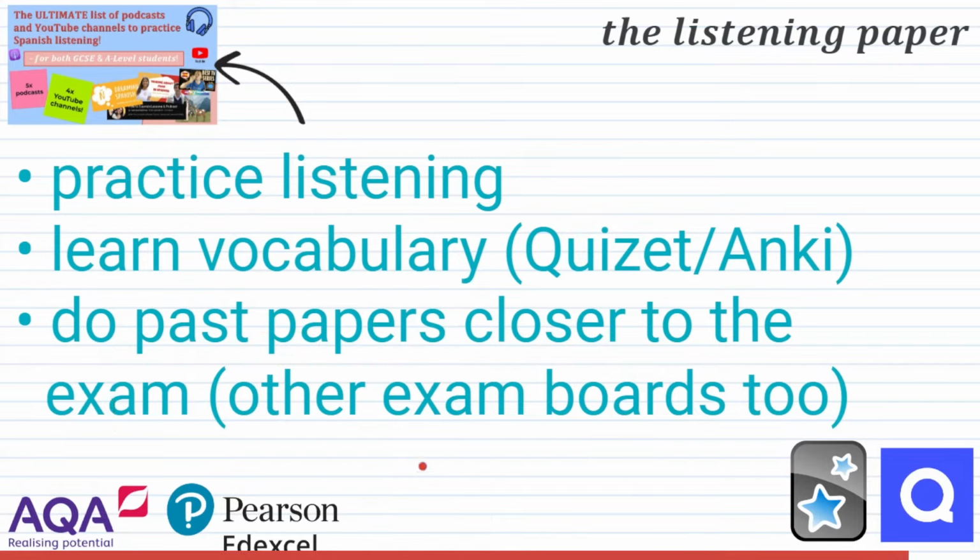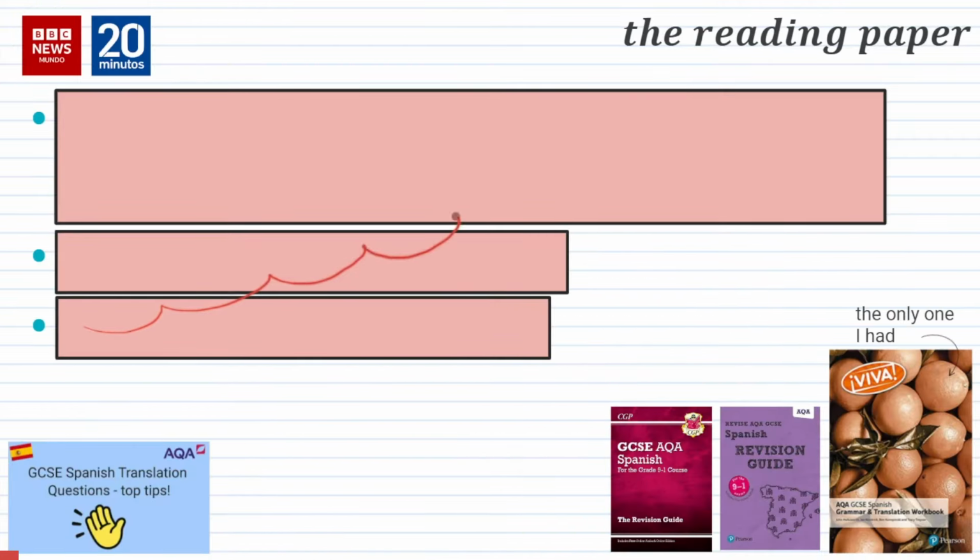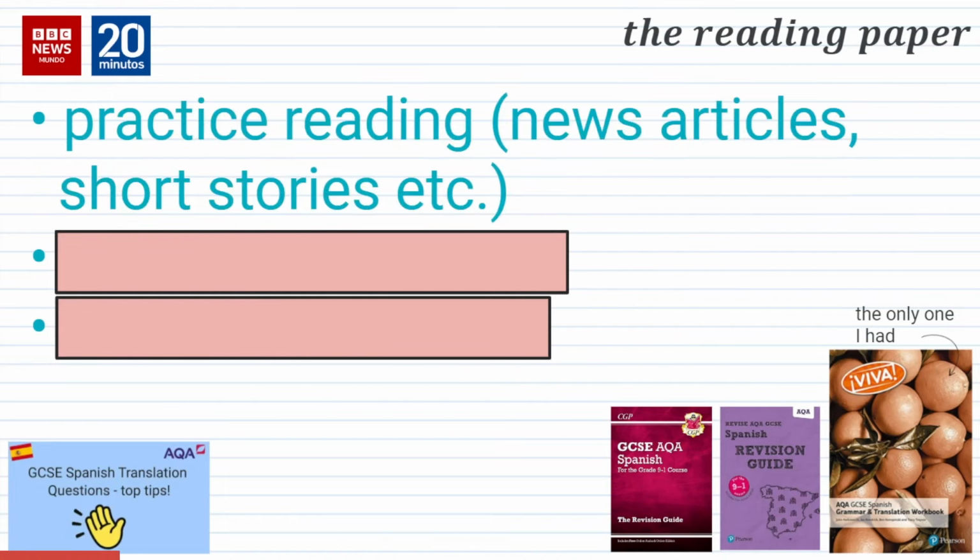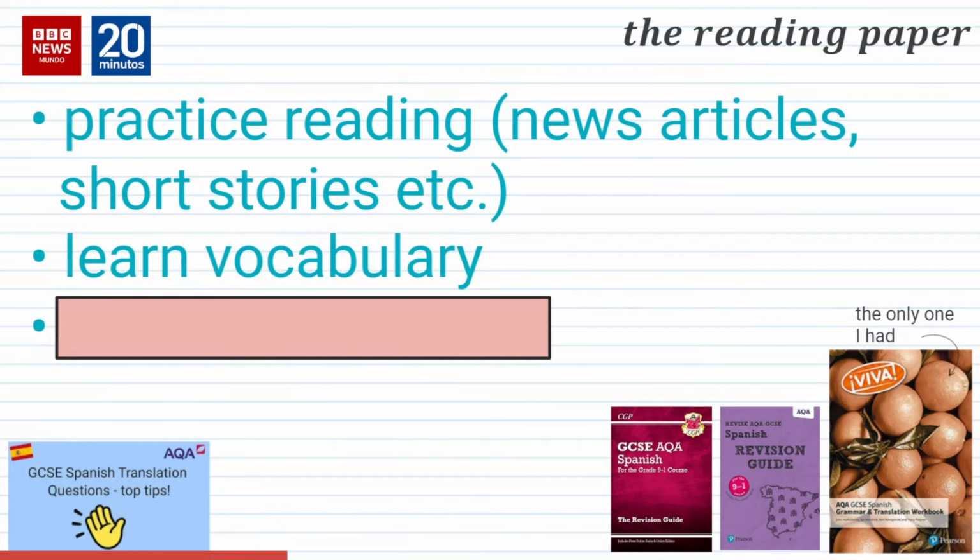AQA and Edexcel are super similar, so if you've seen all of the AQA questions, try some Edexcel ones. Paper 3 is reading. This is probably the easiest paper. Similar to listening, you really need to practice reading Spanish texts. These can be news articles or short stories, etc. I will link in the description some really good reading resources. And the more vocabulary you know, the more words you will be able to understand in the exam.